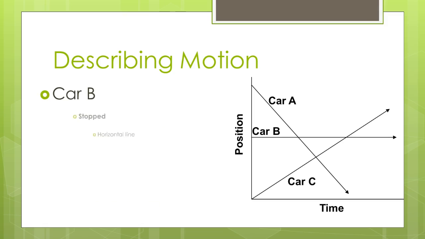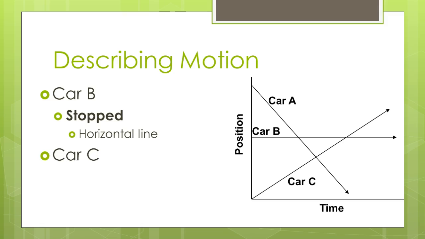Car B is stopped. It's a horizontal line. We know two things here. We know that a horizontal line is a zero slope, so it's 0 meters for every second. We also know that a positive slope is forward, a negative slope is backwards, so a zero slope is neither forwards nor backwards. You're standing still.